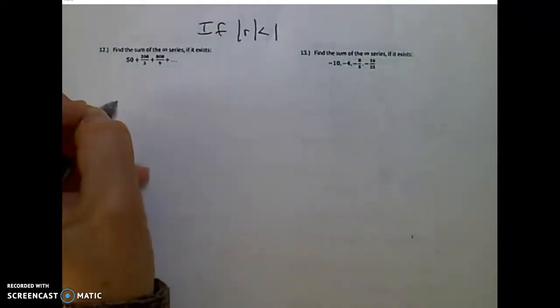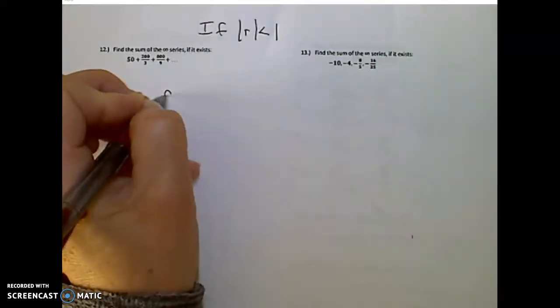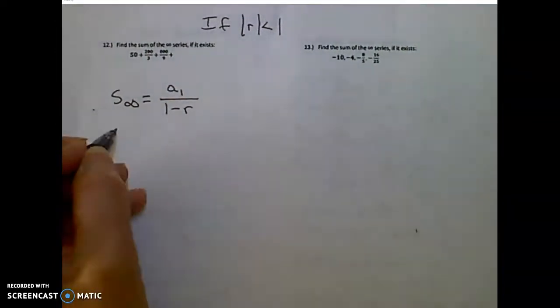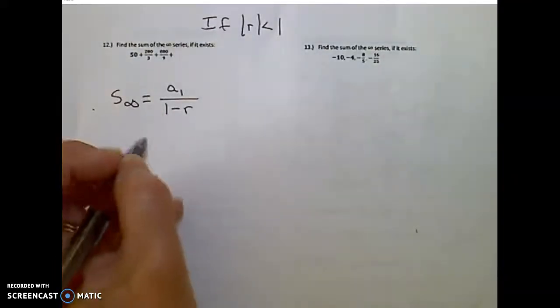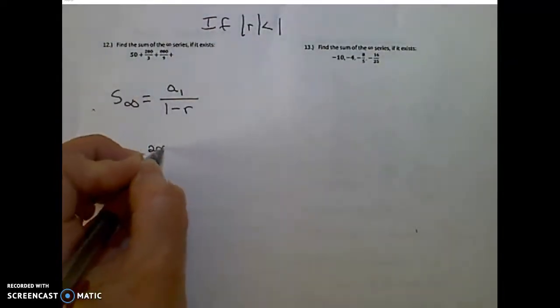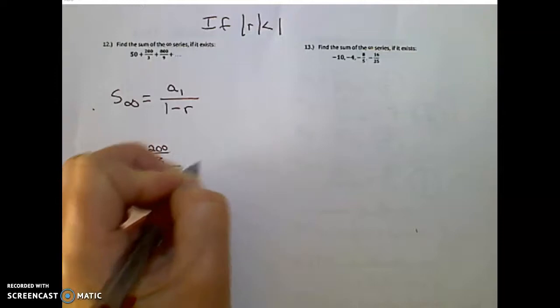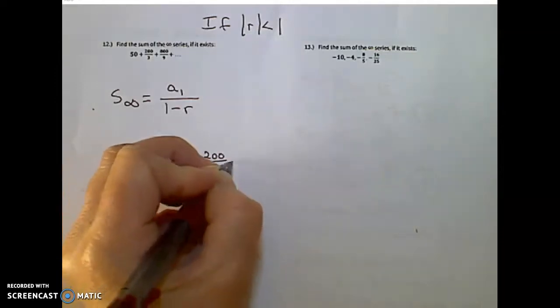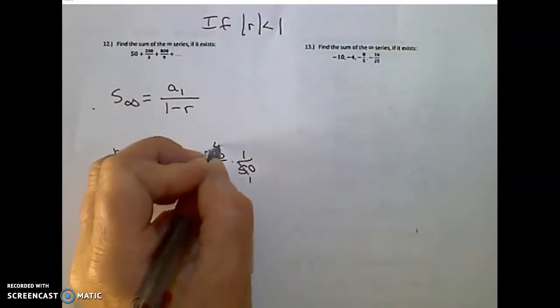Okay, so what was the formula for the sum of that infinite geometric series? Much simpler, a sub 1 over 1 minus r. Let's just find that r and see if we can find the sum for number 12. The common ratio is always a term, 200 over 3 divided by the previous, 50 over 1. So that common ratio is 200 over 3 times 1 over 50, which is 4/3.